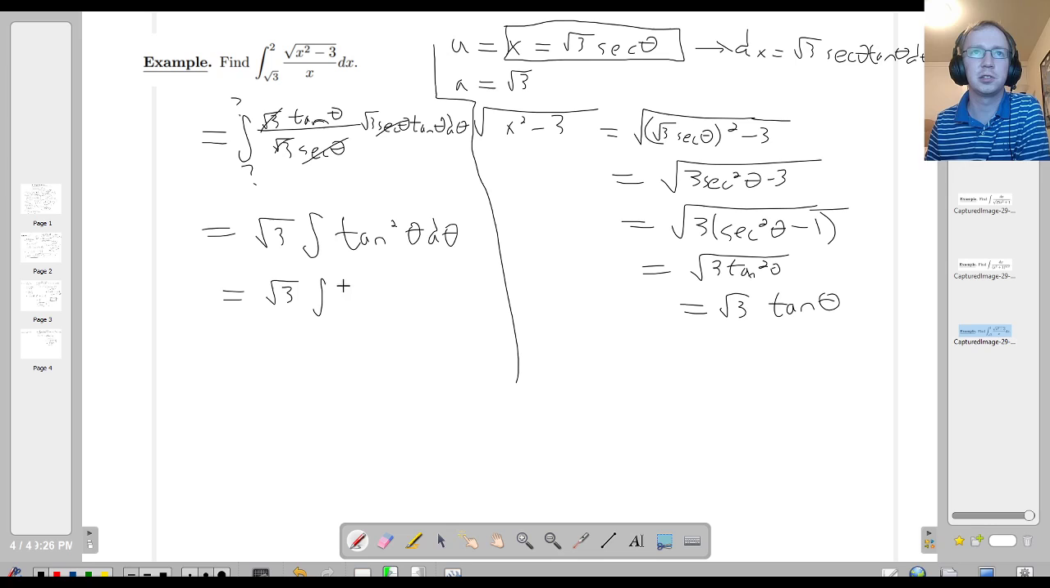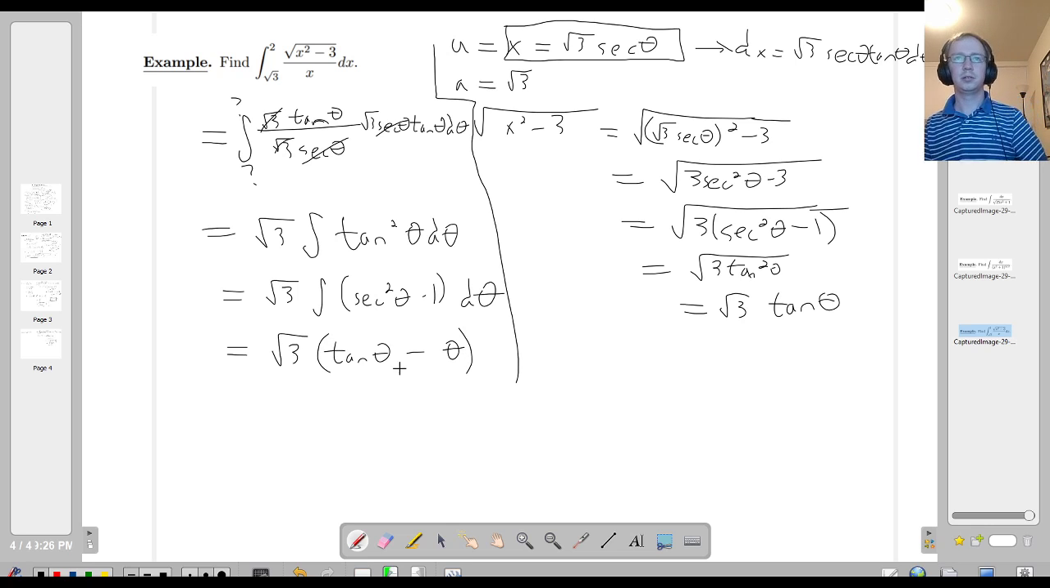So instead of writing tangent squared, I'm going to write secant squared theta minus 1. Okay, so now the integral of secant squared theta is tangent theta, and the integral of 1 is just theta. Once I recognized what pattern I saw here, this is a very doable integral. But this is the point where I need to deal with those limits of integration.